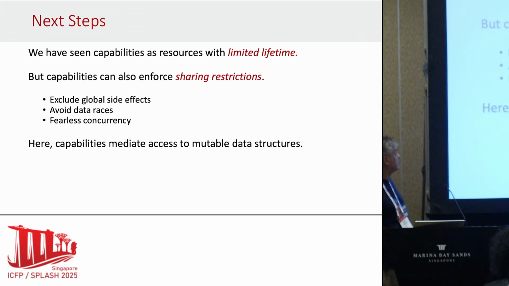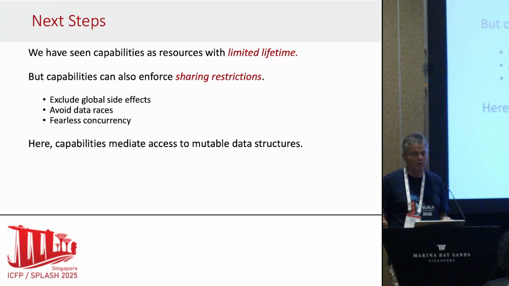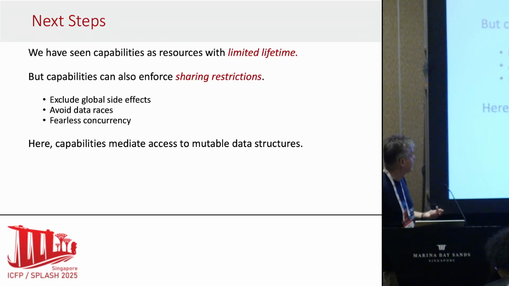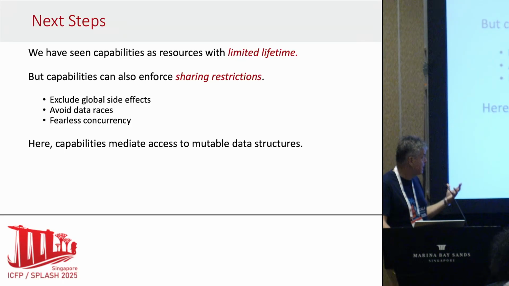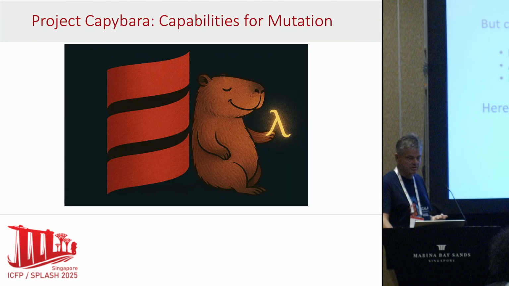Okay, so what are we cooking now that we're done with this? The next step is this: so far we have seen that capabilities are resources with limited lifetimes, but they can also do more. Another question is, can they enforce sharing restrictions? What we want to do is exclude global side effects, avoid data races, fearless concurrency. That means we want capabilities that mediate access to mutable data structures.